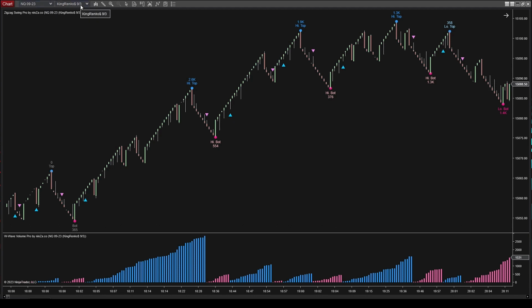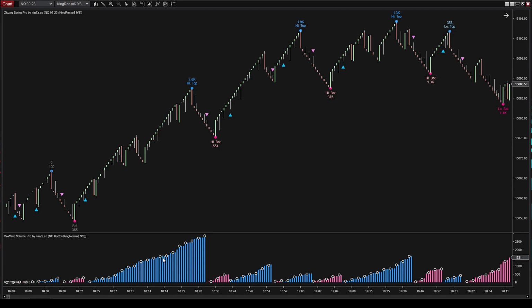We are on the Nasdaq King Renko 9-3 chart. The subpanel displayed here showcases the accumulated volume histogram generated by WWave Volume Pro. The blue clusters represent the accumulation of buy volume during uptrends, while the pink clusters indicate the accumulation of sell volume during downtrends. Here are the signals generated by WWave Volume Pro that can be used for trend identification or as entry signals.